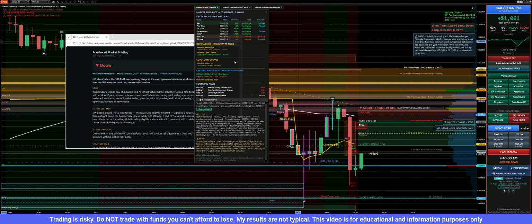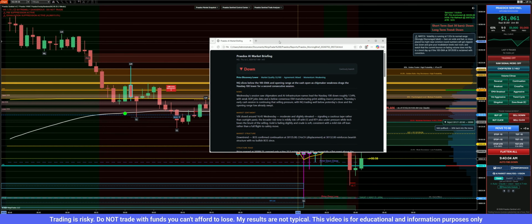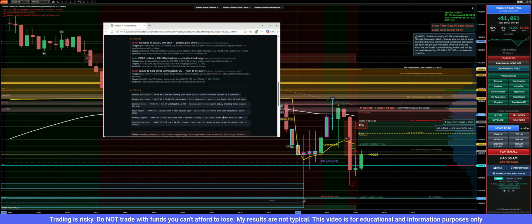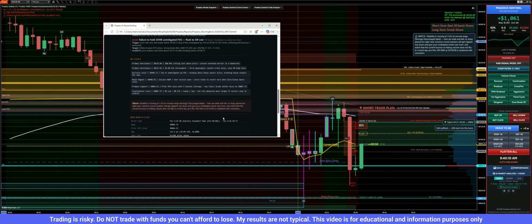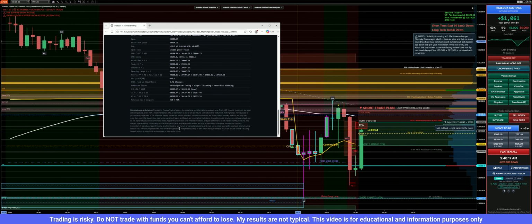It came to my other screen. And it gives you this. So if you want to save it, you can certainly save it. But you can see here, it gives you all your key levels and then the data that was passed to it at the time of the analysis.